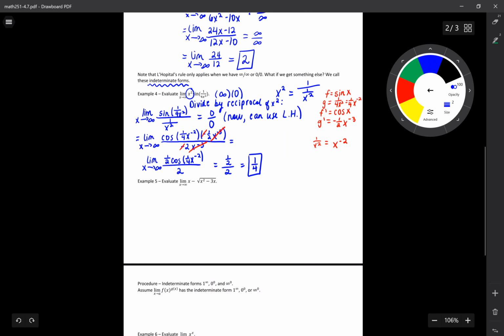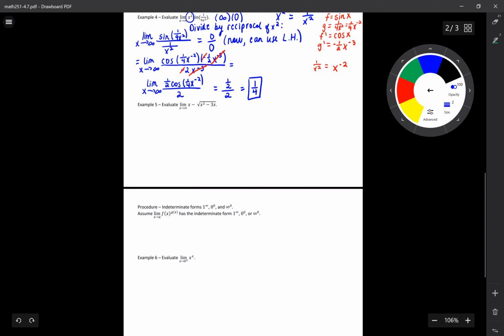All right, let's do one more example with this. We want to evaluate the limit as x goes to infinity of x minus the square root of x squared minus 3x. So if I plug in x equals infinity, I get infinity minus the square root of infinity, which we define to be infinity. So this is equal to infinity minus infinity. And we don't know how to use L'Hopital's rule with that, right? This is not one of our forms 0 over 0 or infinity over infinity. So this is what I am going to do.